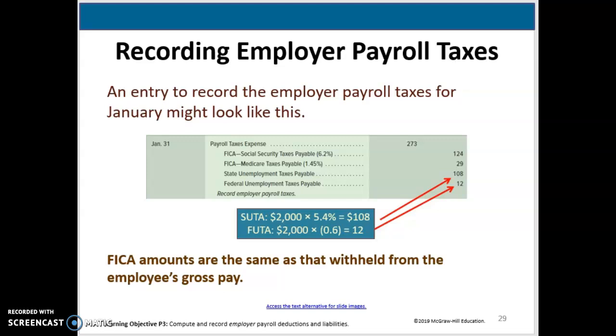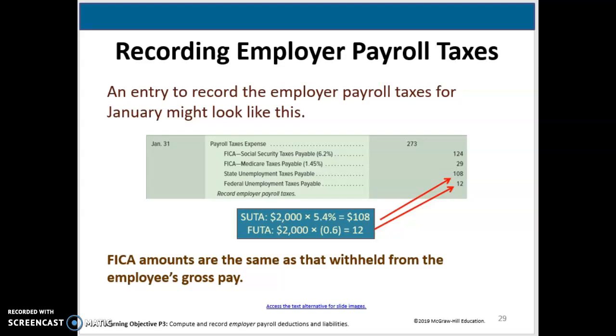We had $2,000 recorded salaries expense from before. So that means the employees have not reached that $7,000 limit, so they're entitled. We're responsible to pay the full 5.4% and 0.6% on that $2,000.